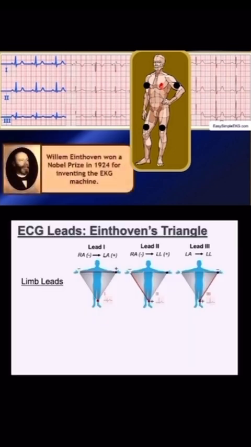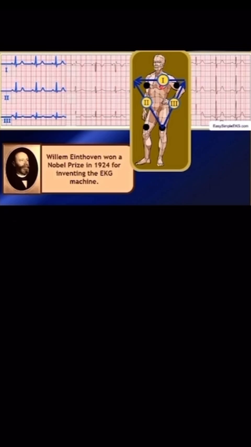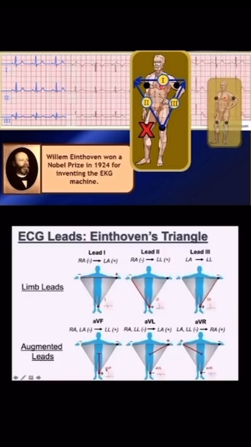Einthoven's triangle explains that cardinal limb leads form an equilateral triangle when deciding the electrical axis of the heart. Lead 1, right arm negative, current goes towards left arm positive. Lead 2, right arm negative, goes towards left leg positive. Lead 3, left arm negative, goes towards left leg positive. The right leg electrode removes artifact from the ECG and is not directly providing a visible trace.